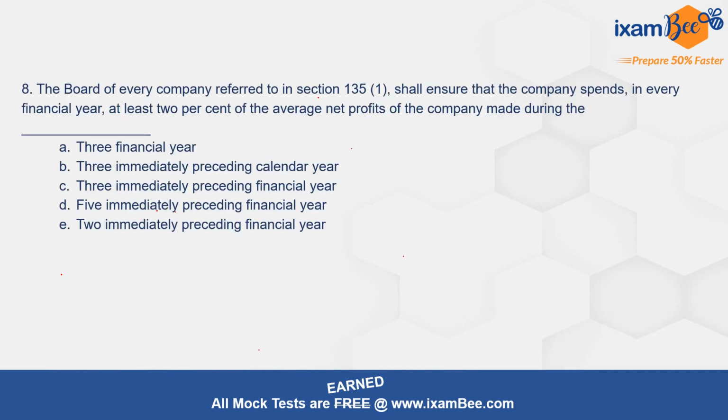Now our very next question, that is question number 8, mentions that the board of every company which has been referred to in section 135 subsection 1 has to ensure that the company is spending in every financial year at least 2% of the average net profit of the company which the company will be making during dash. So basically this is with respect to the CSR activities that the companies are required to spend at least 2% of the average net profit of the company that they will be making during when. So you have to select the correct option from the various options given over here.